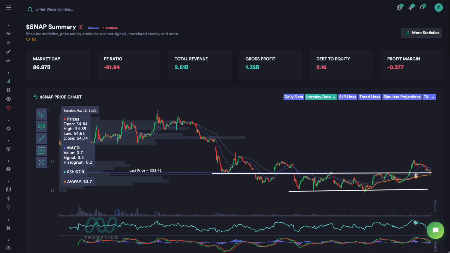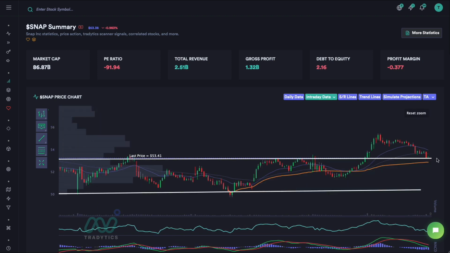And what happens when we break a resistance level is that it becomes a support. So intraday, you can see that we closed right on that particular level. So unless we go down or up in pre-market or after market, right at the start of tomorrow would be a decent setup for Snap, the buy call one.